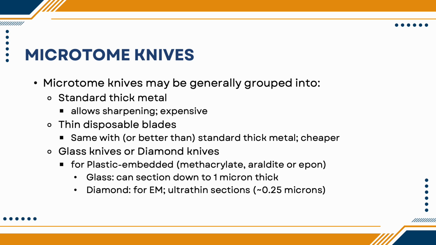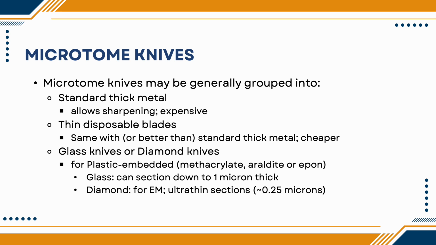Then, you also have your thin disposable blades, which work the same as or even better than standard thick metal, and are relatively cheaper. The appearance of thin disposable blades is similar to a cutter or X-Acto knife. The great thing about them is that you no longer have to sharpen them. After a certain usage, you can easily discard and replace it with a new disposable blade. That is why it is better and cheaper than standard thick metal knives.